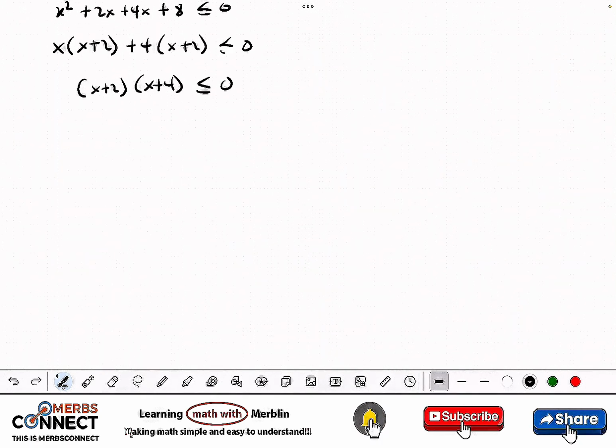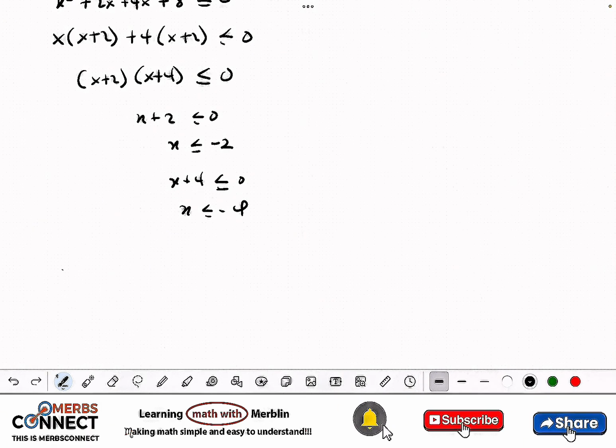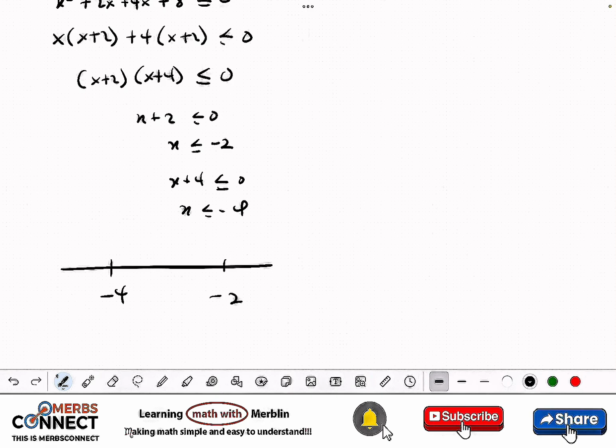So we can pick x plus 2 less than or equal to 0. This implies that x is less than or equal to minus 2. We can also pick x plus 4 less than or equal to 0. This implies that x is less than or equal to minus 4. Now we are not done. What we need to do is sketch this on the number line, right? So I pick my number line, minus 4, minus 2. So we want to check the interval in which the inequality is satisfied on the positive side. When we finish, then we'll go and pick the negative side as well.